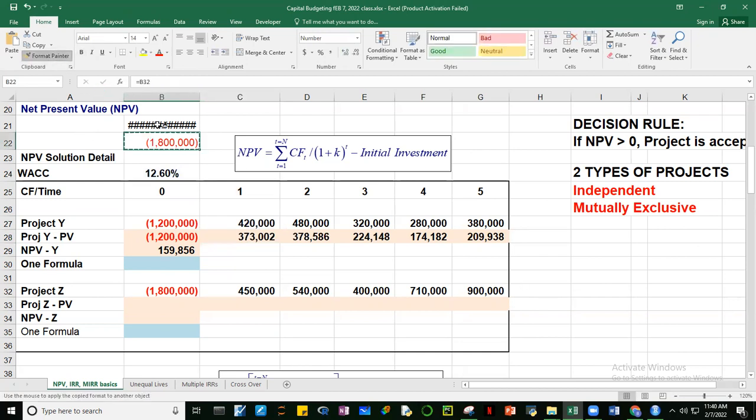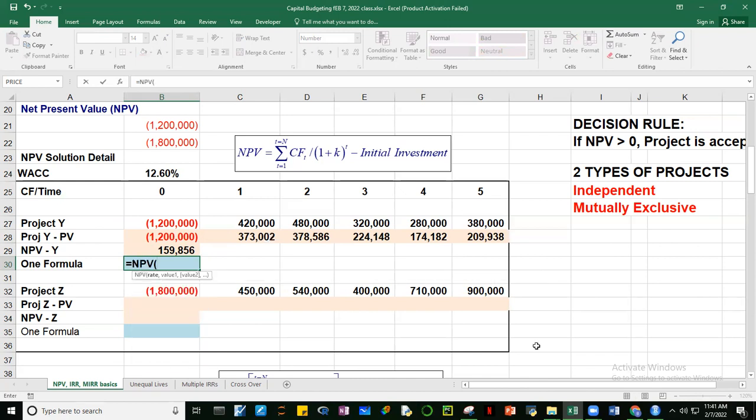Okay, so sino pa? Guys, did you get this? NPV of 159,856. Just by adding the present values. Okay, and before guys, if you recall, we learned how to compute for the net present values without having to compute for the present values of each. No? So NPV lang yan. Sabi natin ang rate natin yung WACC.